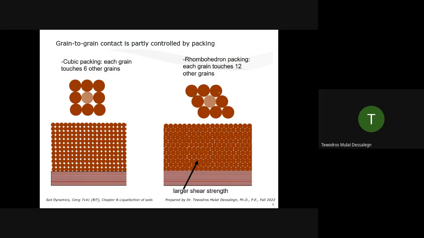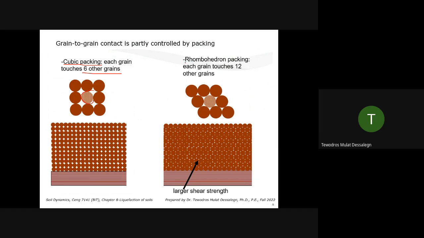Now, grain-to-grain contact is partly controlled by packing, depending on how your soil particle packing is. If it is cubic packing, let's assume, just for understanding purposes, soil is much more complicated than this. We don't have regular shapes like circles. But for understanding, let's see cubic packing. Each grain touches 6 other particles. You can consider the middle one.